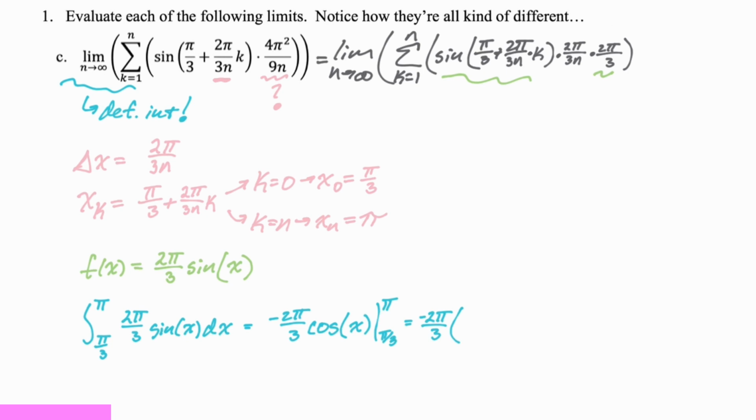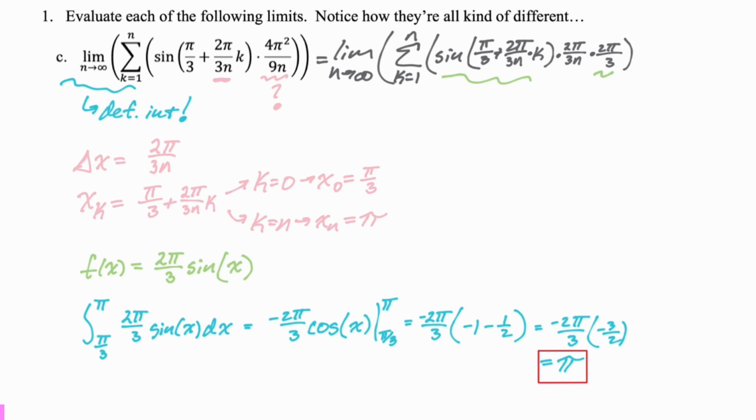So the cosine of pi is negative 1. And then the cosine of pi over 3 is 1/2. So we have minus 1/2, right? Because the fundamental theorem just has a minus there. And then 1/2. So that's negative 2 pi over 3 times negative 3 over 2. So those cancel, and we just end up with a final answer here of pi overall. So I guess that's why that 2 pi over 3 is there, so that the answer ends up looking kind of nice. I don't really know.